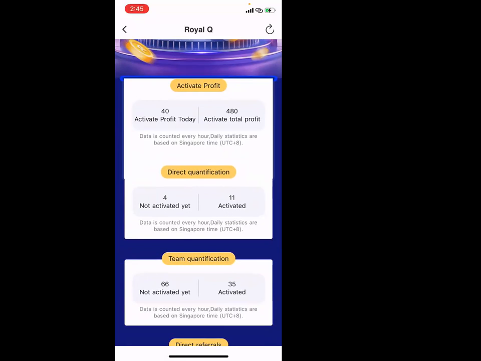But look, team quantification has to do with the total number of persons that have activated. So I can only talk about 11. The remaining 24, I don't know who they are. You can see here 4 not activated yet, meaning there are 4 persons I sent the links to that have registered with the link, but they've not activated it.